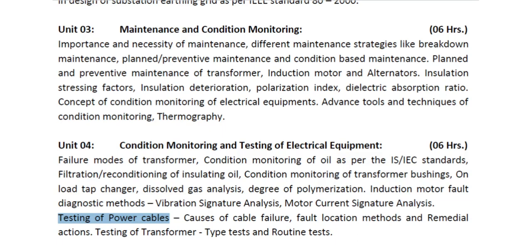So we are using the conductor. After this we are using the inner sheath. Then we are using the armoring. And lastly we are using the outer sheath. And we have discussed the advantages also.